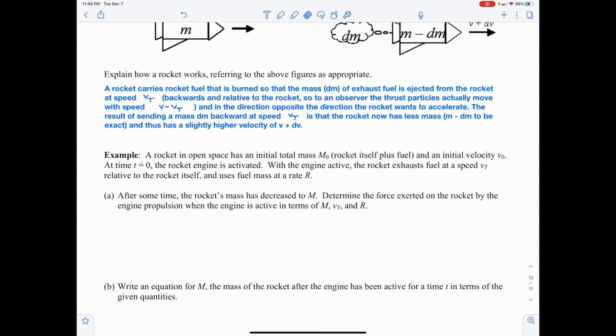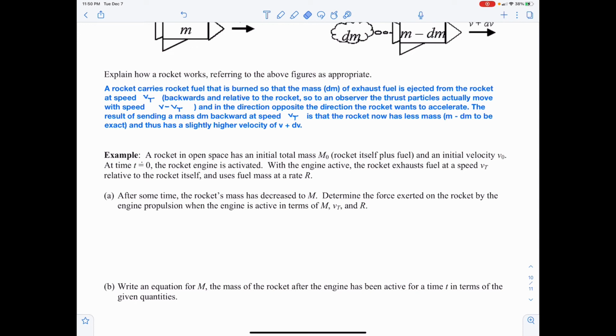in terms of m, vt, which is the velocity of the thrust that you're throwing the exhaust backwards, and r. r is the rate at which it uses the fuel mass.